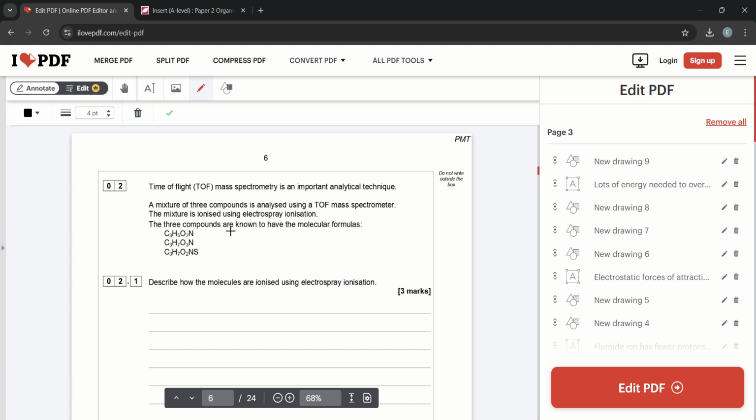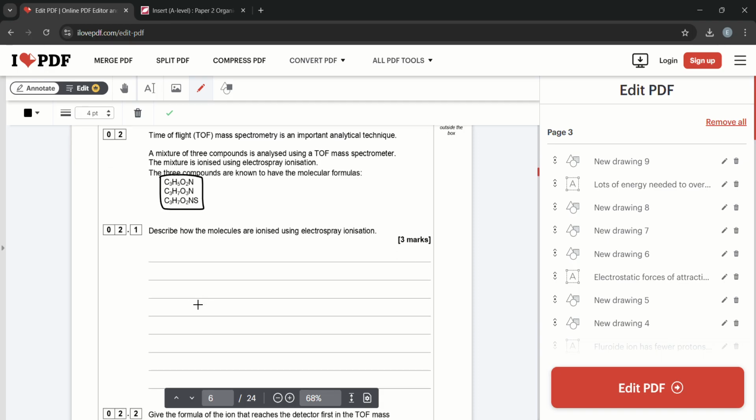Question 2. Time-of-flight mass spectrometry is an important analytical technique. A mixture of three compounds is analyzed using a time-of-flight mass spectrometer. The mixture is ionized using electrospray ionization. The three compounds are noted with their molecular formulas. 2.1: Describe how the molecules are ionized using electrospray ionization.